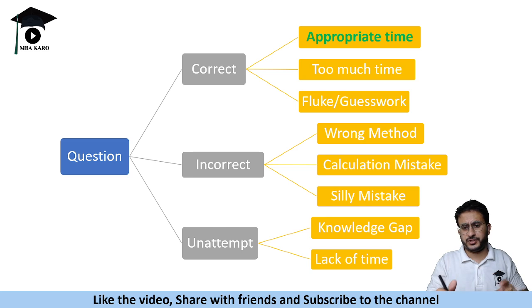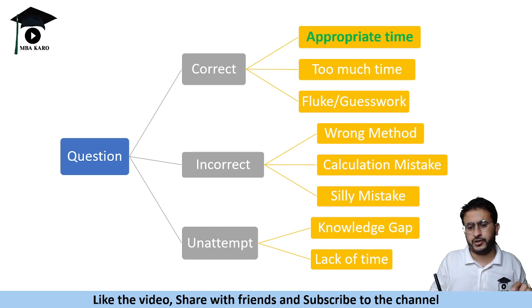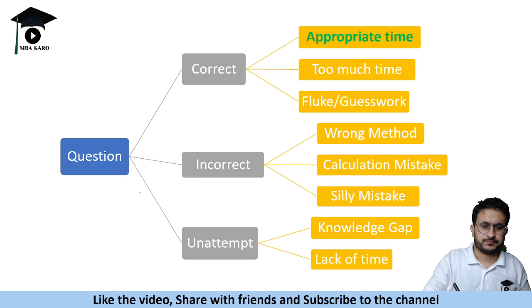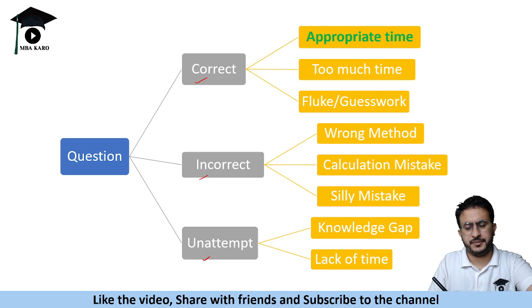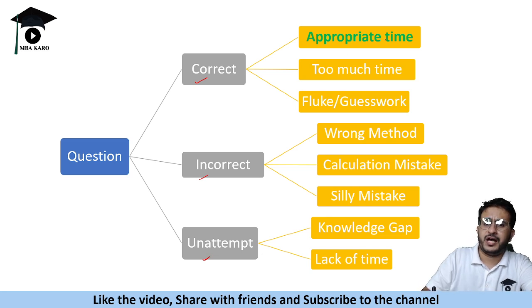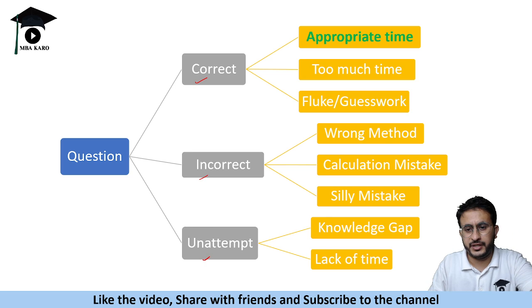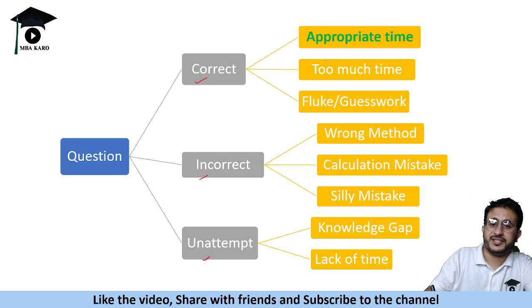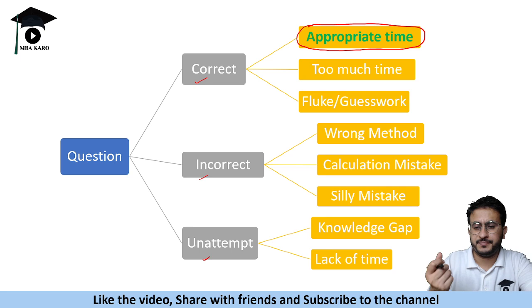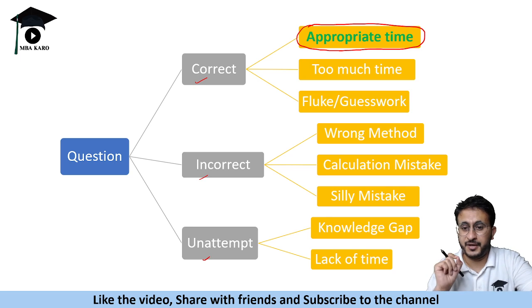Now this is a chart which shows how to analyze a mock test in a proper way. There is a question. There are 3 possibilities that can happen with a question. Either you will get it correct, you will get it incorrect, or you will not attempt the question. Now if you have taken appropriate time to attempt that question, then that is the only green flag in the test. This is the only thing counted as something that you have achieved in the test, if you have taken appropriate time.